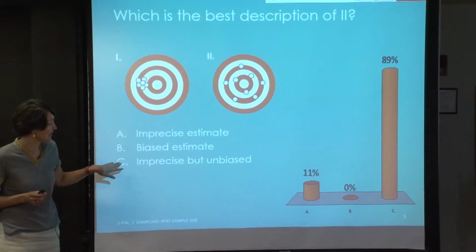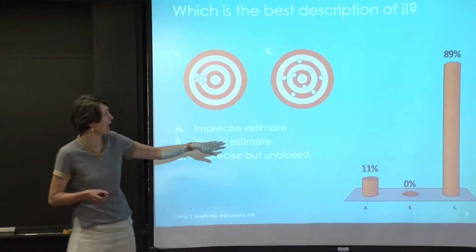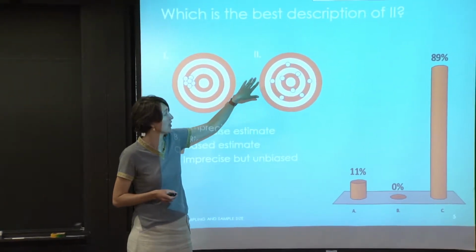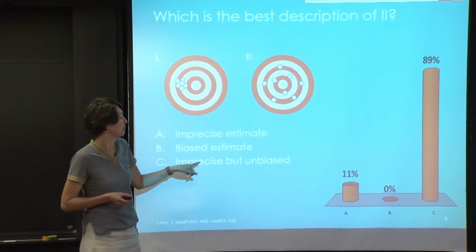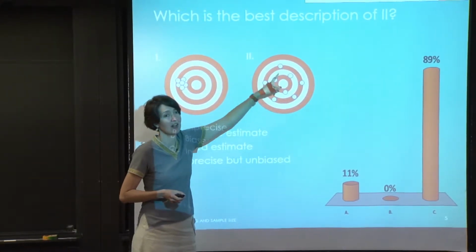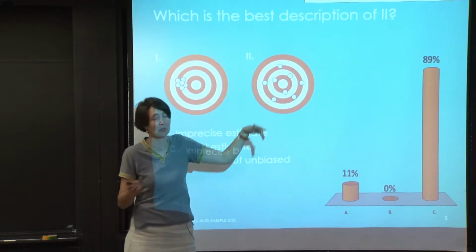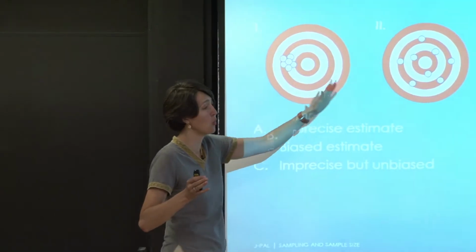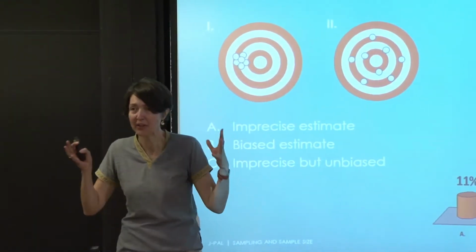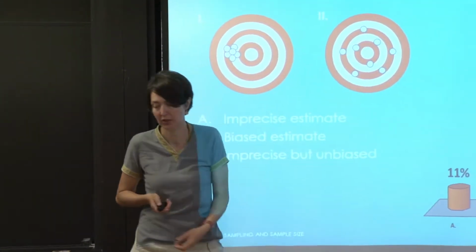So, yes, C, we have imprecise. They're not actually exactly on the target, but they are unbiased. Some are to the left, some to the right, some up, some down. So they're not biased. They're not all pulled in one direction, but they're imprecise because they're not all on target.